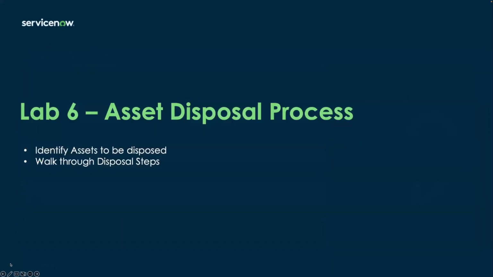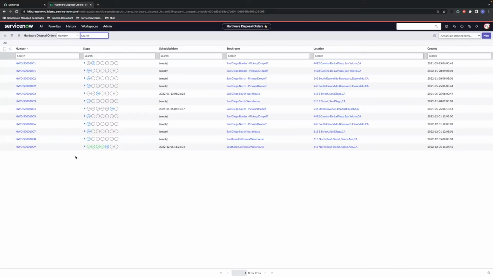So in this next lab, we're going to go over that disposal workflow. We'll identify those assets to be disposed and walk through all of those disposal steps. So like I said, in this lab, we're going to take a look at how this out-of-the-box disposal flow works, and we're going to be able to go through the steps necessary to properly track and dispose the asset. So the disposal flow is created using ServiceNow's Flow Designer, and we can make a copy of the flow and add any additional steps if needed.